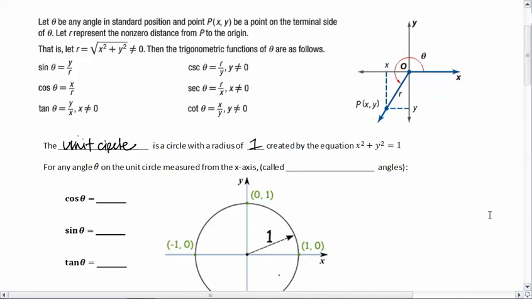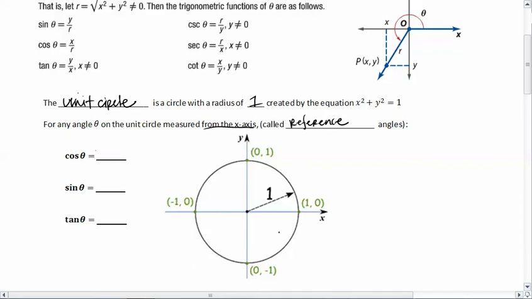So for any angle theta on the unit circle, measured from the x-axis, is an important one. We call those measured from the x-axis our reference angles. So for any angle theta on the unit circle that we measure from the x-axis, we get the following relationships. Cosine of theta just equals x. This is because our r just equals 1. Sine of theta is equal to y, and tangent of theta, which we know is sine over cosine, just equals y over x.